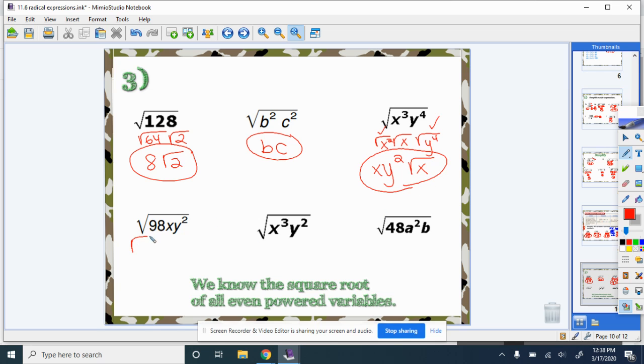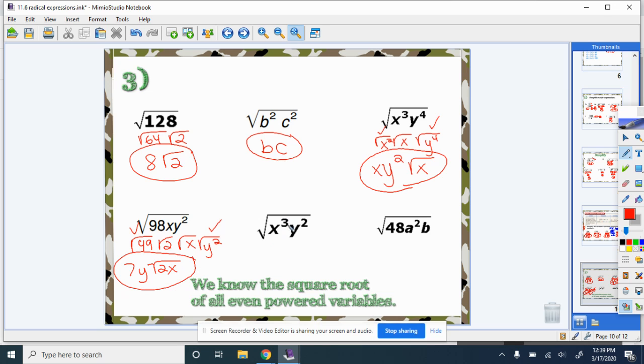For 98, I can break that up into 49, root 49 and root 2. Root x cannot be broken up, and I know the square root of y squared. So the square root of 49 is 7, the square root of y squared is y. Those two come out in front, and you're left with root 2x under the square root symbol.